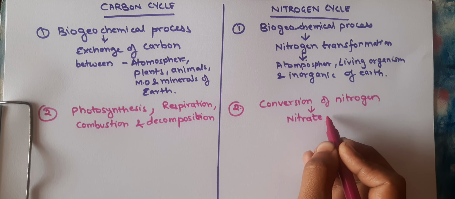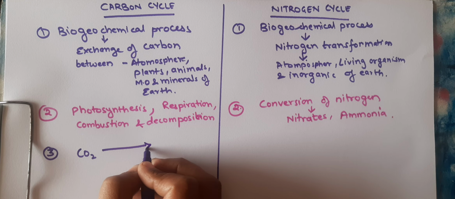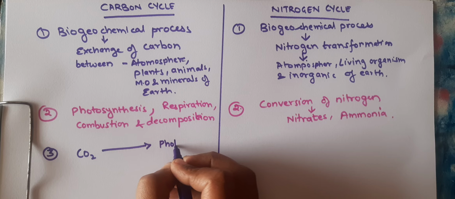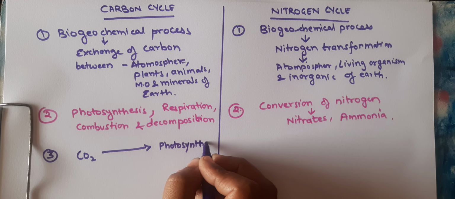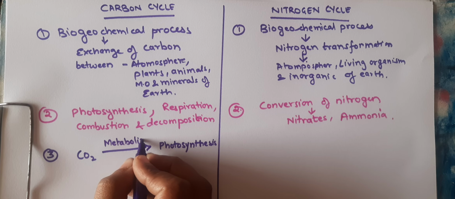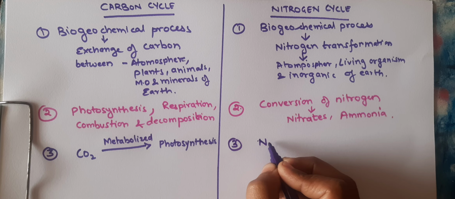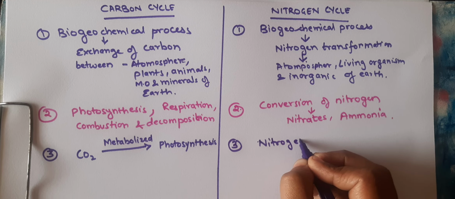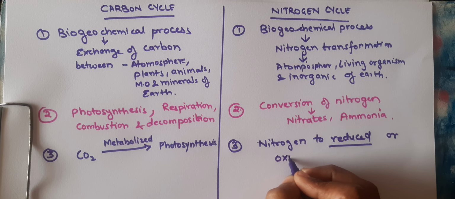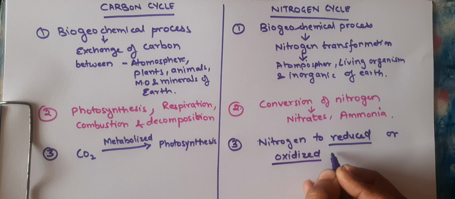The third difference between the two is, in the carbon cycle, carbon dioxide is directly metabolized during the photosynthesis process. So carbon dioxide is directly metabolized, and I already told that nitrogen has to be transformed. So it can be transformed through reduction or oxidation. So it has to be either reduced or oxidized to be utilized.